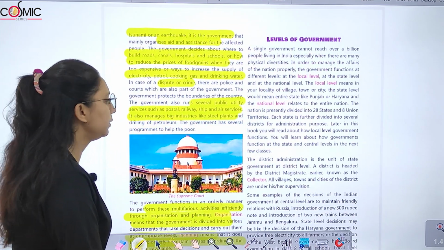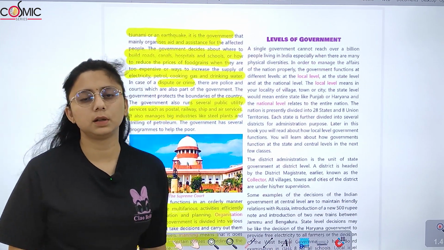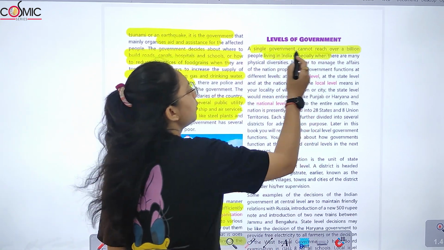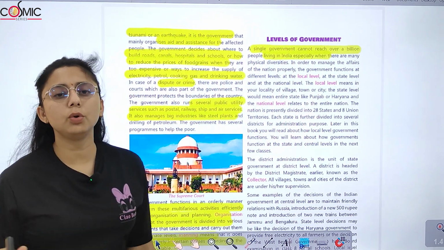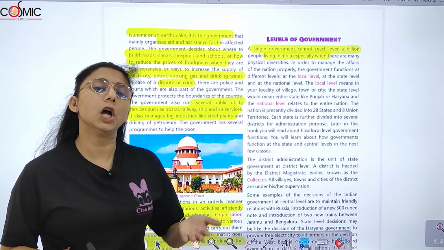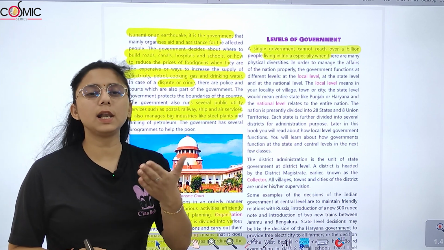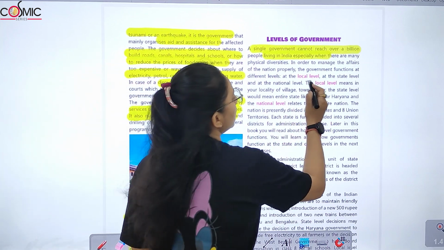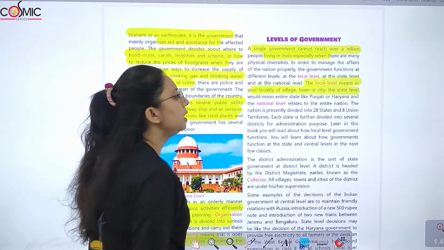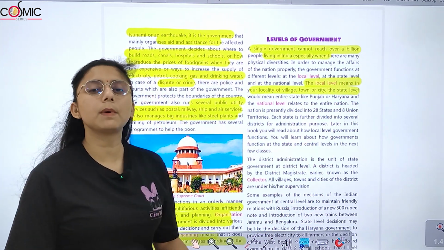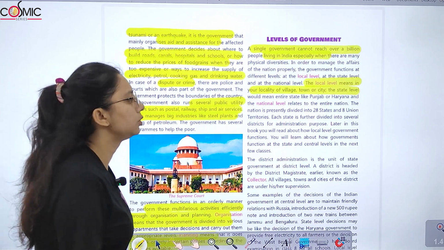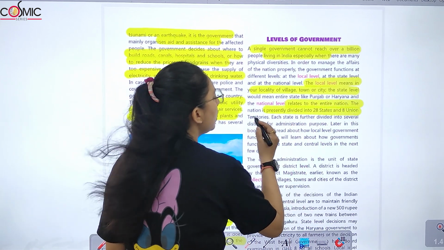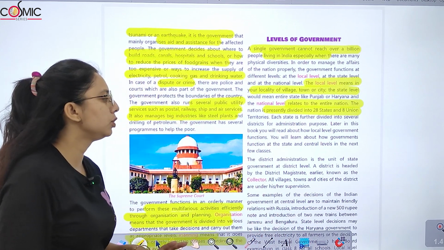We have three levels of government: local, state, and national level. Right? A single government cannot reach over a billion people. So with such a vast population, one government cannot work. So we divided the government at different levels: local level, state level, national level. Local level means in a locality, village, town or city. State level is like Punjab, Haryana, Uttar Pradesh, okay. And the national level relates to the entire nation. So we divided India into 28 states and 8 UTs.